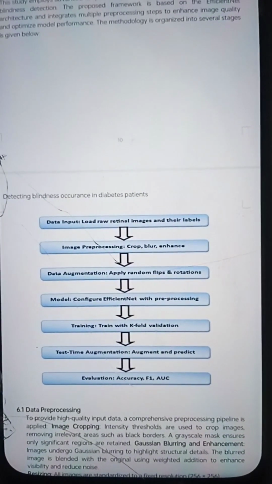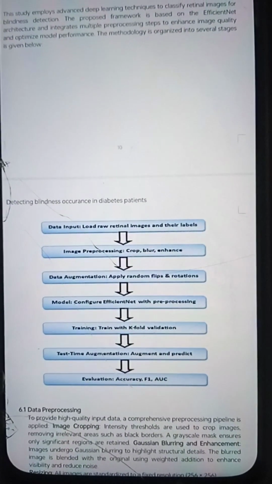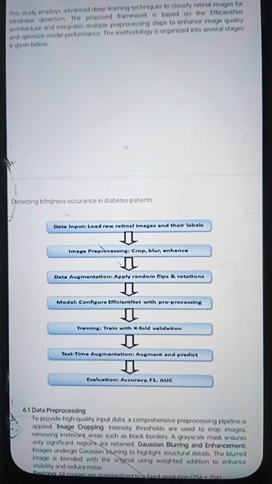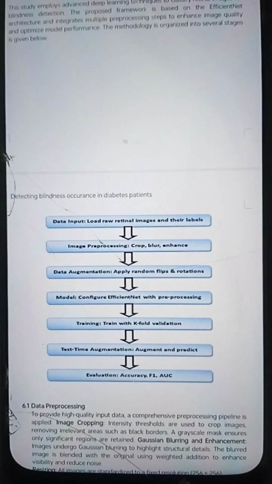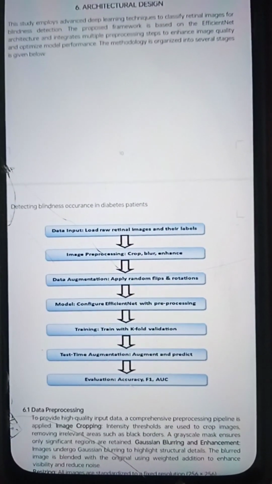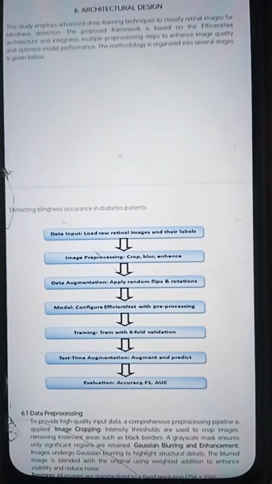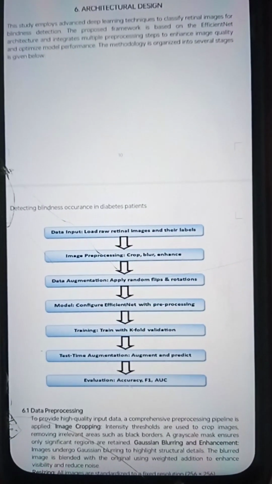Color conversion. Images are converted from BGR to RGB to meet the pre-processing requirements. Data augmentation, which applies random flips and horizontal rotation. These techniques, such as horizontal flipping and random rotations, are applied during training to increase robustness against variations in image orientation and composition.